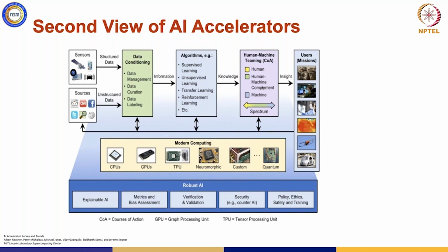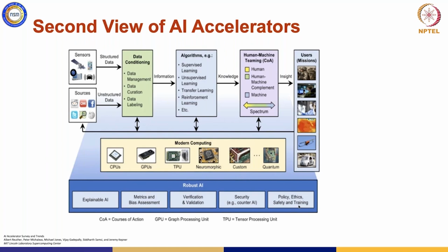The same hardware could be used, right? And then you can have application development for various users. Then you talk about explainable AI, you can talk about metrics, you can talk about verification, validation, policy, ethics, safety, training. So it actually is a very, very huge gamut of applications, course of action requirements, and then the application or the area where you are working in, and the hardware. So these are all linked, right?